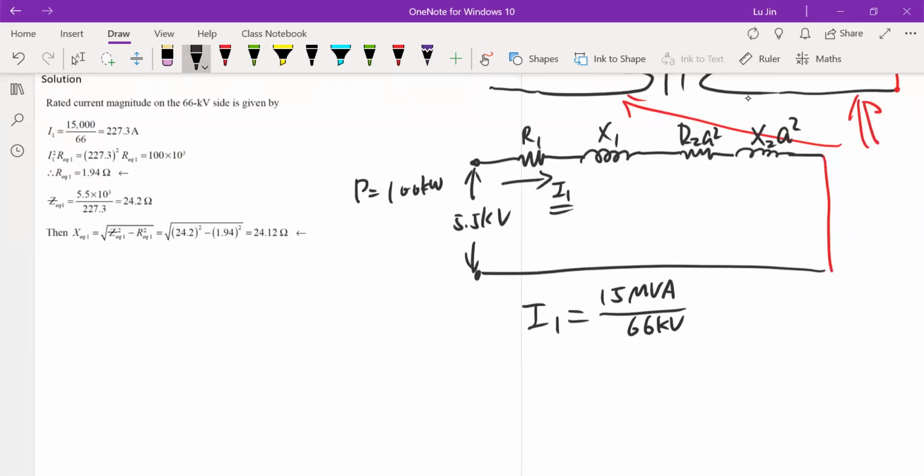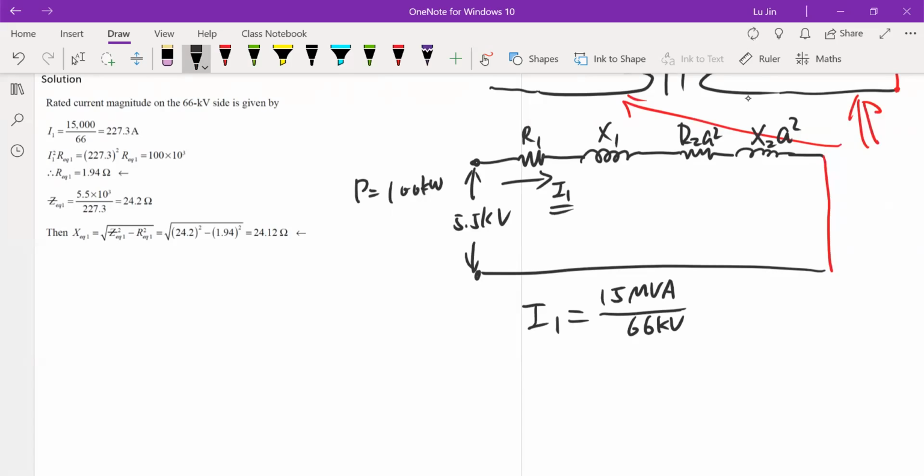kilovolts. So here you may have some questions. First of all, why don't you consider the angles? Yes, we should. But regarding this rated current, we want to know how strong the current is. The phase angle difference is not included in the rated terms. So we do not need to consider angle temporarily. Okay. But regarding this I1, we should consider angle.